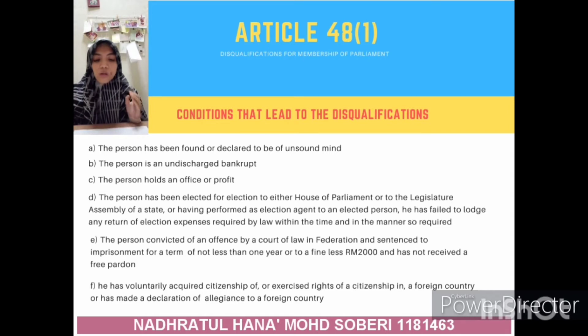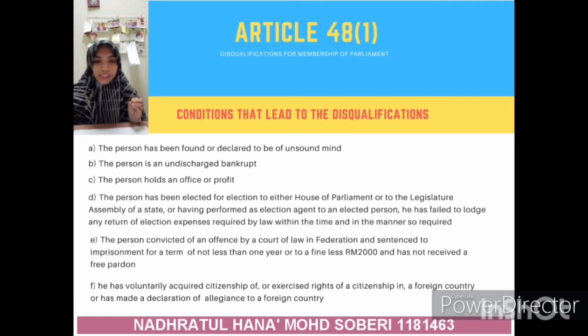The next one: the person holds an office of profit, and then the person has been elected to either House of Parliament or to the Legislative Assembly of a state, or having performed as election agent to an elected person, he has failed to lodge any return of election expenses required by law within the time and in the manner so required.